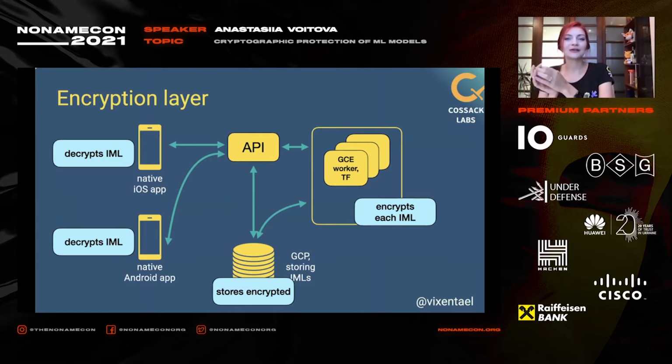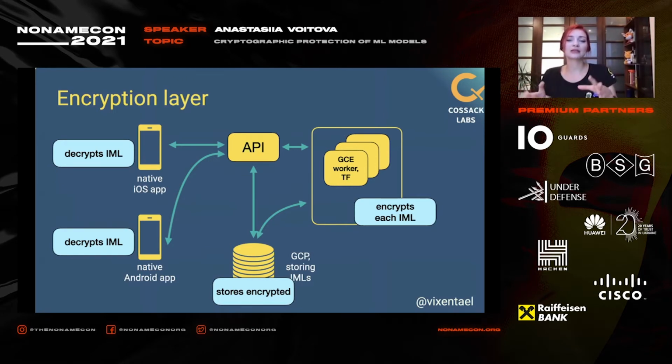The machine learning model is created on the worker side, on the backend side. Cool. We create the model, we will encrypt the model right after creation. We will store this model encrypted across all the ecosystem, across all the infrastructure. We want to store it in a cloud storage. Okay, no problem. We will store it encrypted as a file, right?